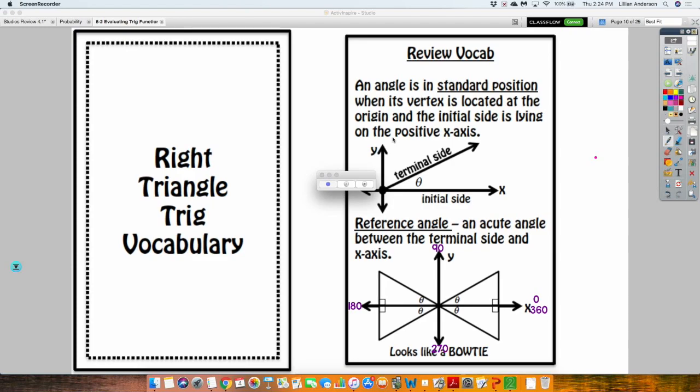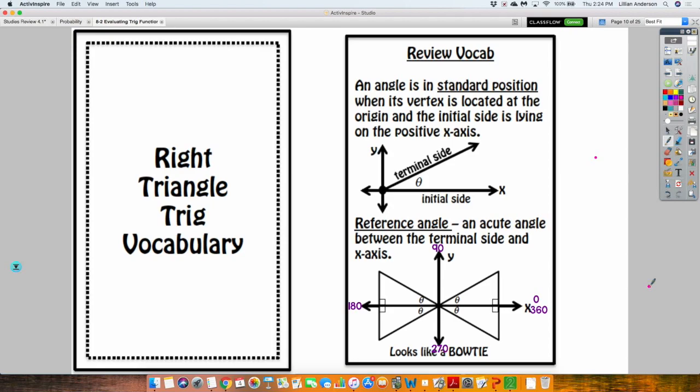In right triangle trig, okay? When you have an angle that is in standard position, that basically means you're looking inside of a coordinate plane. The vertex of that angle is located at the origin, and its initial side is lying on the positive x-axis, always, okay? Because what you're gonna see, especially in this foldable, is that we're gonna be looking inside of the coordinate plane, and we're gonna have all these different angles whose initial side is always on the positive x-axis, and its terminal side is the one that's going to be located in each one of the four quadrants, okay?